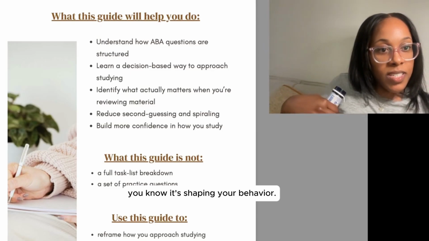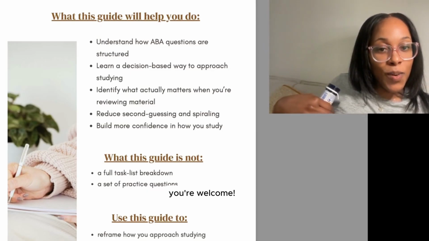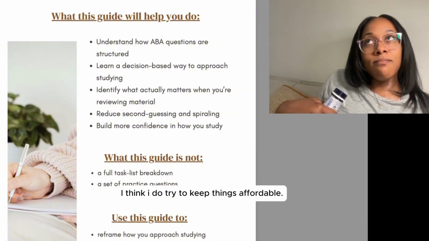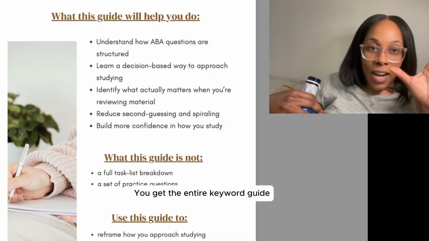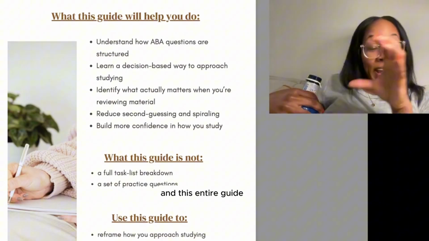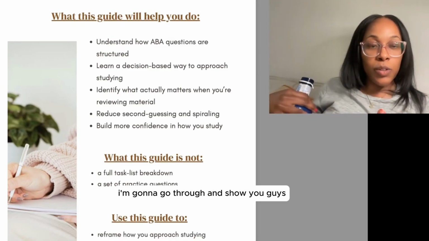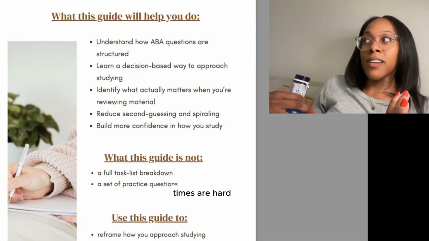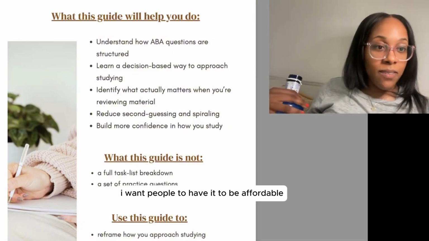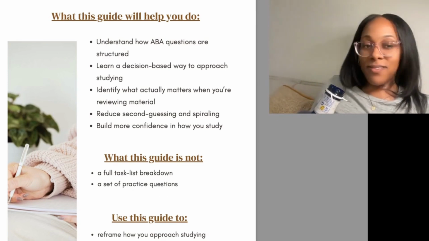Just purchased it. Thank you so much. You're welcome. And I mean, I think I do try to keep things affordable. So you get the entire keyword guide and this entire guide I'm going to go through and show you guys for $2.99. I had it for $4.99, but I'm like, look, times are hard. I want people to have it to be affordable.